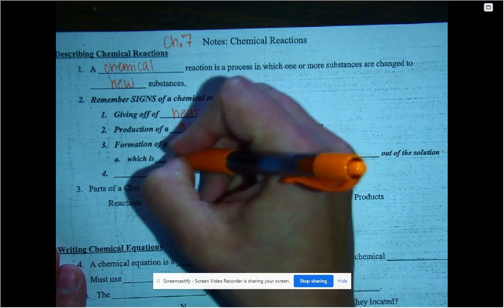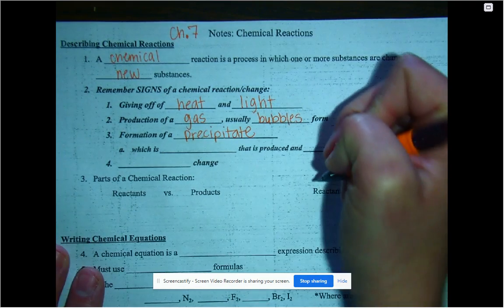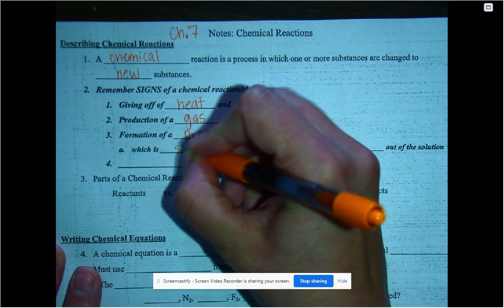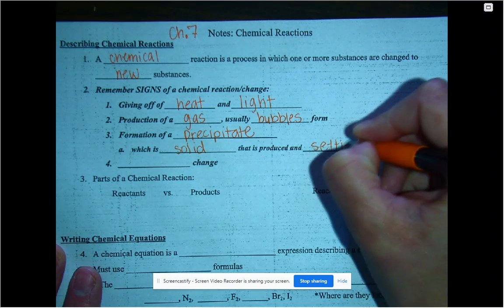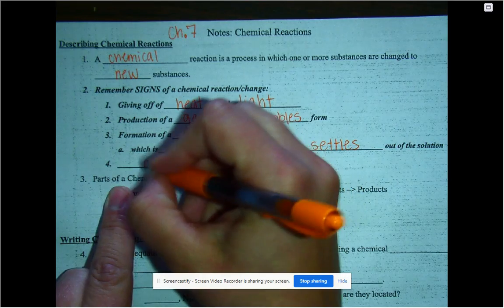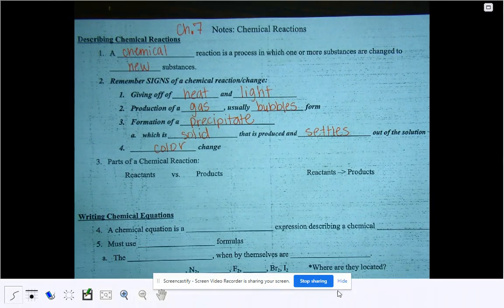Which is not the same as precipitation. Precipitation is actually something liquidy. This is solid. This is a solid that forms and settles out of solution. So we mix two liquids together and we end up forming a solid, and it looks milky at first, and then if you wait till the end of the day, it usually settles down to the bottom of your test tube. Or we have color change. So those are all our indications that we're going to be looking for, especially in all of our labs in this chapter, okay?